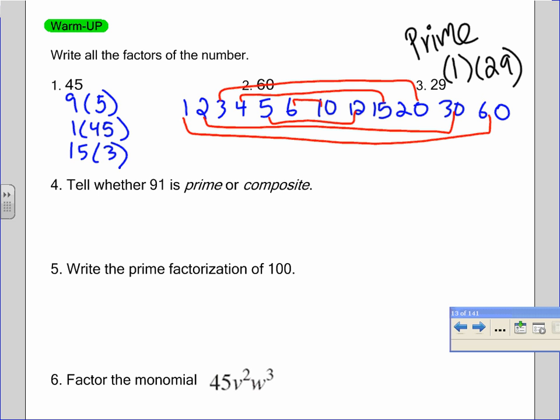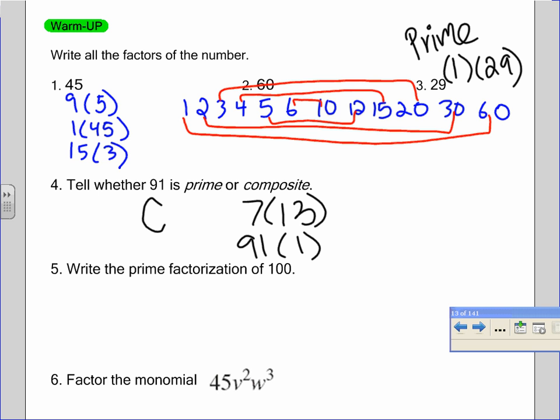Okay, Briar, number 4. Matt. Okay, why is it composite? So it has 2 sets of factors. I'm just going to put a C for composite. That one's tricky. Now you can use your divisibility rules. Alyssa? Oh, well, there you go. Glad you remembered that. Okay, good.